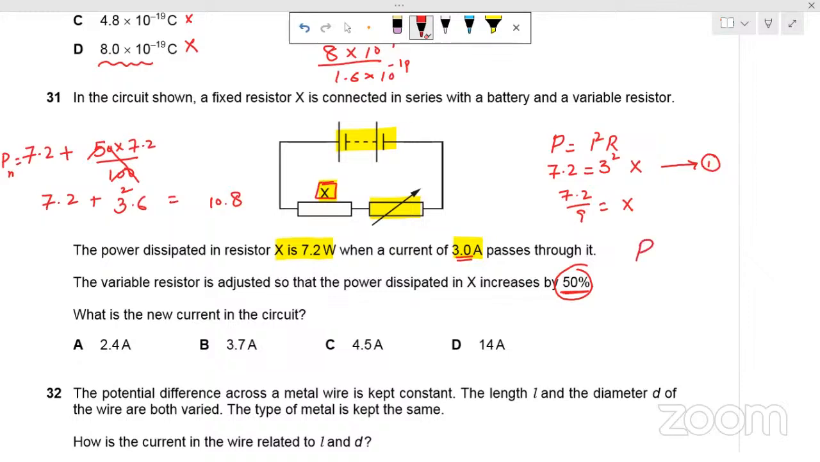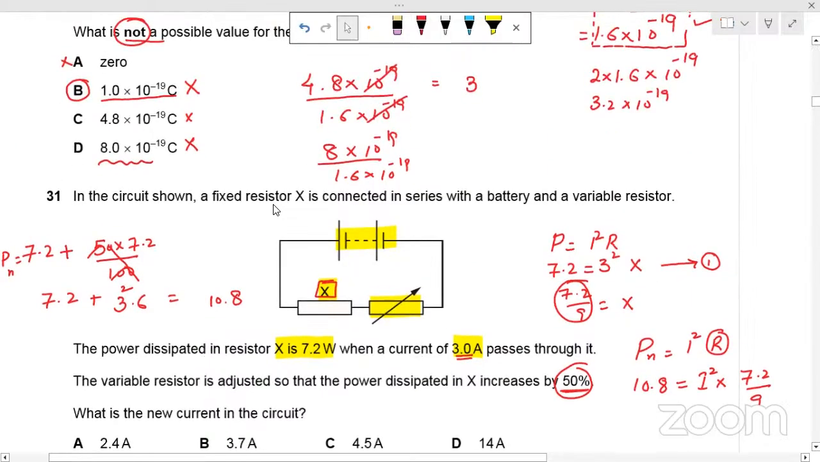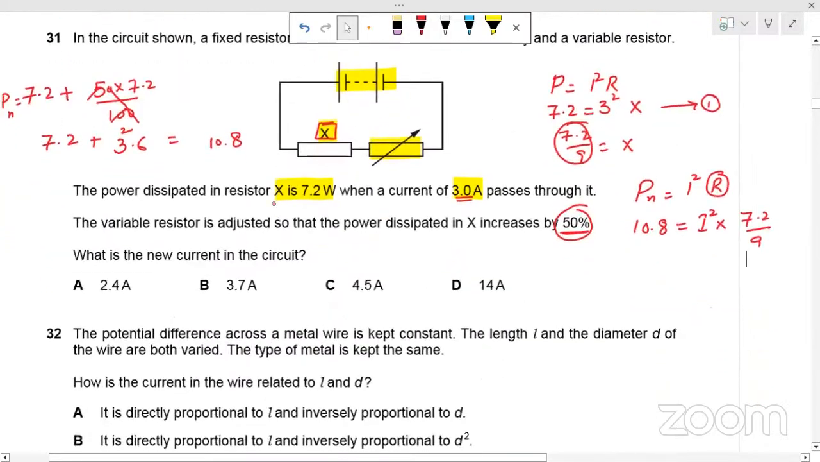Okay. So we will use new power equal to I square into R. We know the new power, which is 10.8, and we have to find current. We know its resistance R, which is X. So we will put this value over here, that is 7.2 divided by 9. So we will get a value of I from this expression. So B is the answer for this question. You will calculate it and you will find the solution.